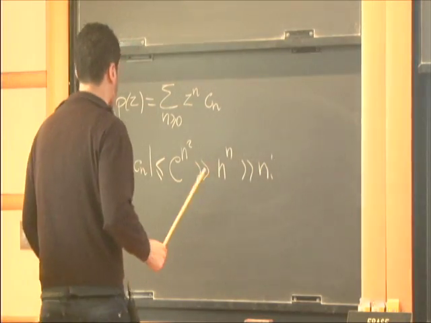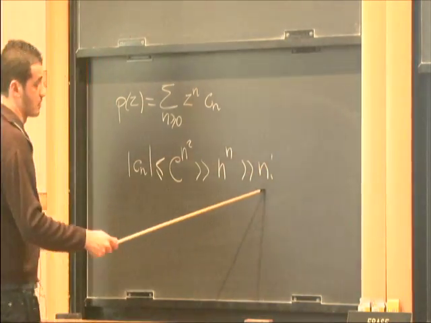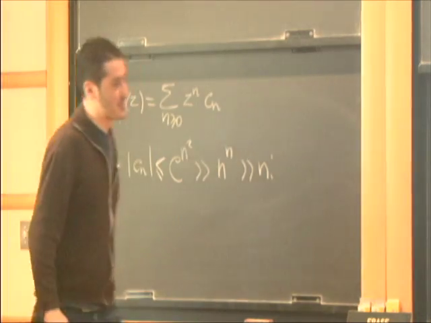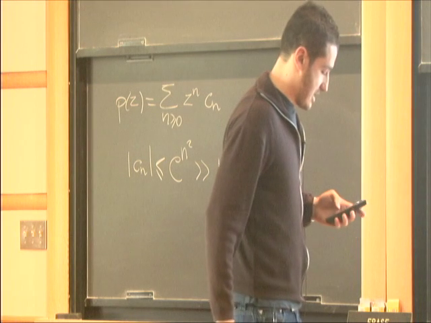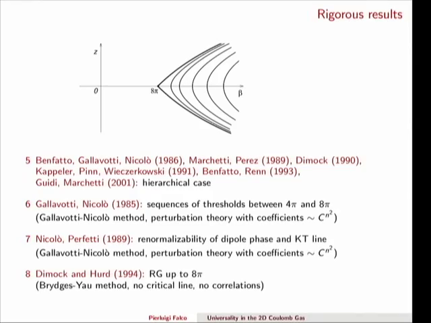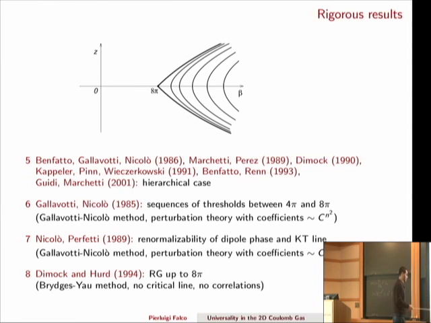Usually n factorial is expected for bosons, but, well, I skipped this comment. Anyways, it's Cn squared. So, a result without approximation is this one of Dimock and Hurd.